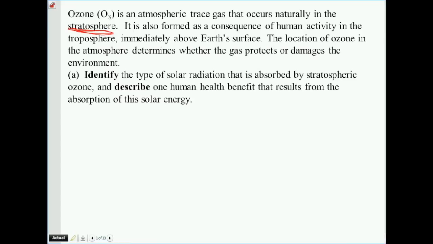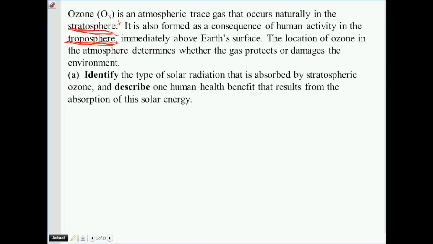That's our ozone layer. And then it's also formed in the troposphere, which is the area where we live, and that is pollution in the troposphere, but it's normal in the stratosphere. So if ozone is in the stratosphere, it's good. I'll put a plus here. And if it's in the troposphere, it's negative, it's bad.